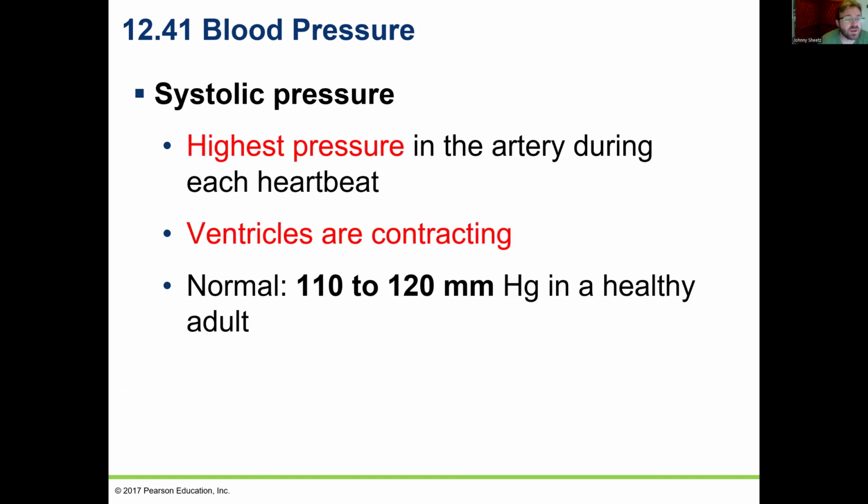Systolic pressure, as was stated in the video, is going to be the highest pressure in the artery during each heartbeat, and this is when your ventricles are contracting. Normally, that's going to be 110 to 120 in a healthy adult. Sometimes it's higher if you're a big guy, like even if you're just naturally like 6'1", 200 pounds, healthy, you're going to have high blood pressure.